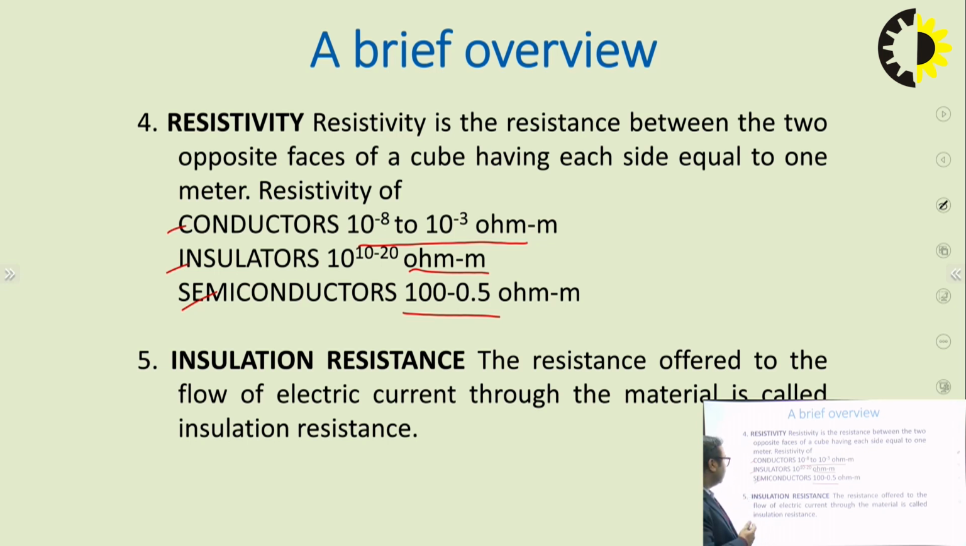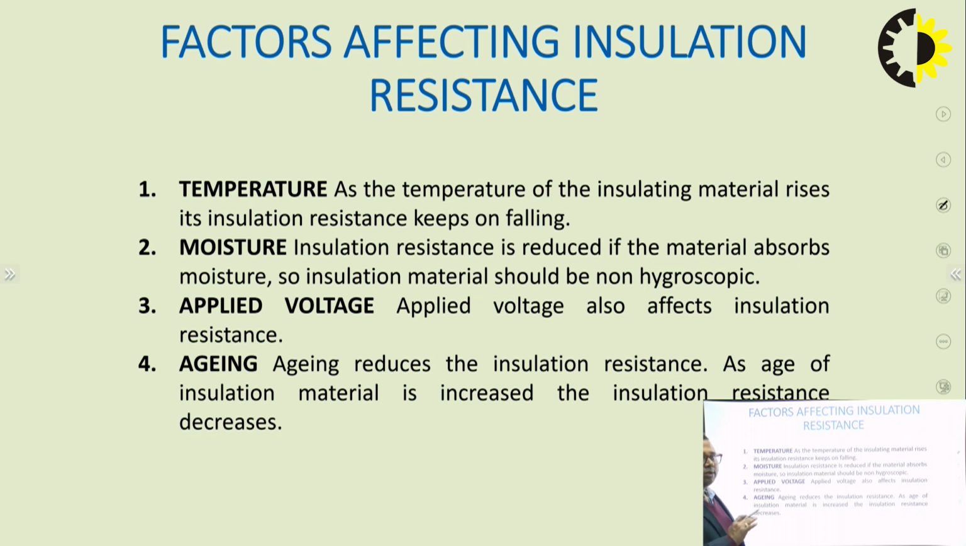Then the fifth one is the insulation resistance. The resistance generally offered to the flow of current through the material is called the insulation resistance. There are various factors which affect the insulation resistance. First is the temperature. As the temperature of the insulating material rises, its insulation resistance keeps on falling. Then the second factor is moisture. Insulation resistance is reduced if the material absorbs moisture, so insulation material should be non-hygroscopic.